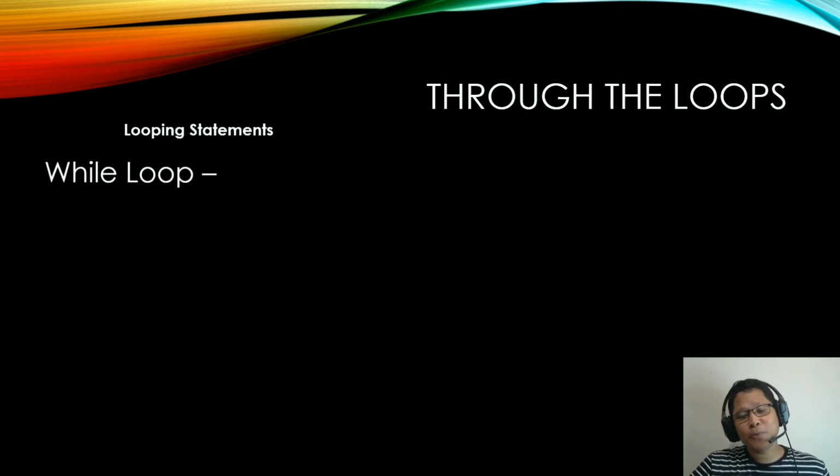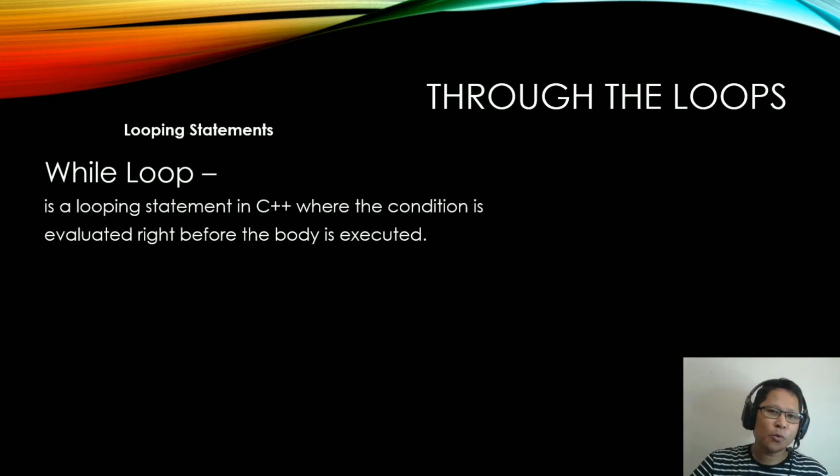So now let's proceed with the while loop. A while loop is a looping statement in C++ where the condition is evaluated right before the body is executed. The initialization phase does not occur within the looping statement or the parentheses of the statement. The increment or decrement happens at the end of the body. Okay?